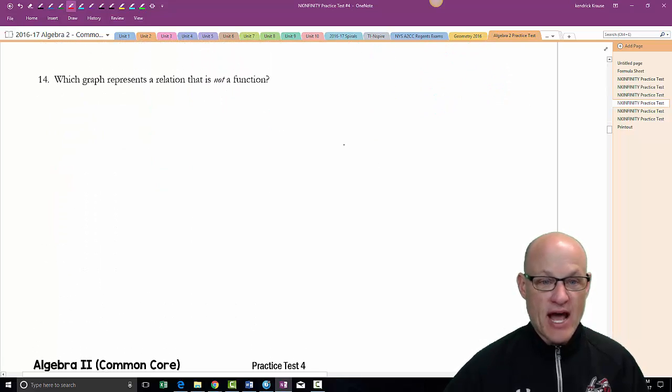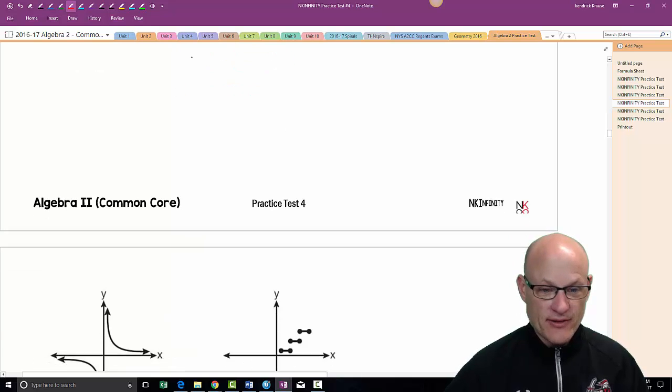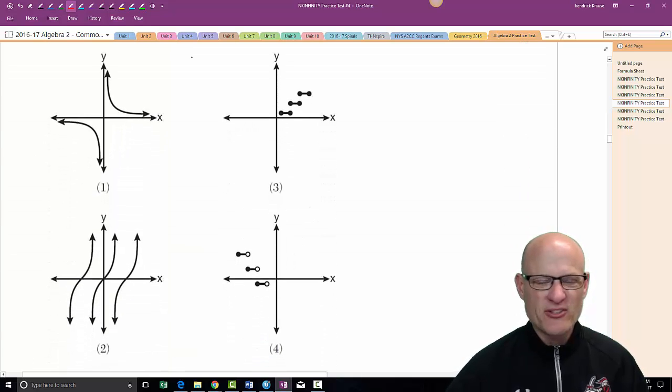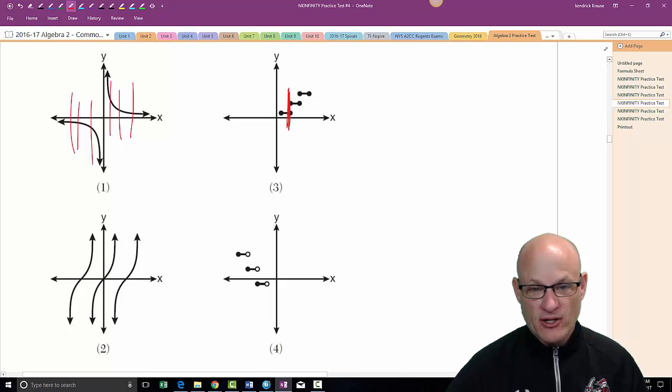Which graph is not a function? All right, so now I got to go. I think they're on the other page. That's weird. So remember, for a function, they pass the vertical line test. See, it only hits it once. Doesn't hit it at all. Once. This is the one that's going to fail right here. This is the one that's not a function because it goes through those 2 points.